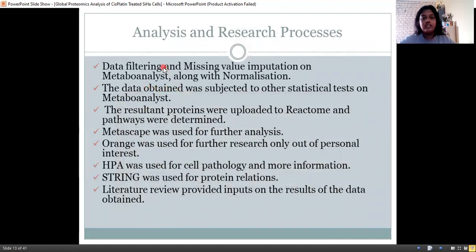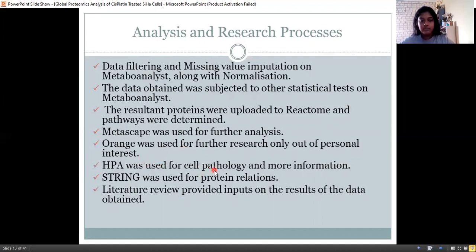So I used different research processes and analysis processes, such as data filtering and missing value imputation, which was done on MetaboAnalyst along with normalization. I also subjected these results to statistical tests on MetaboAnalyst. I uploaded these results to Reactome, and what pathways I found were determined through that. I also used Metascape for some extra information. I used Orange for personal interest. I did not add it in this presentation or in the report that I have submitted.